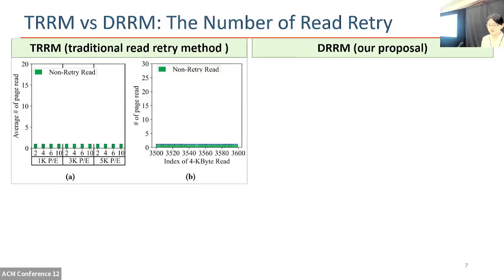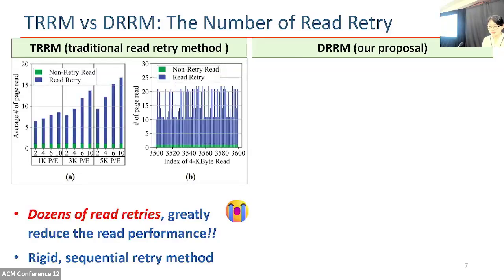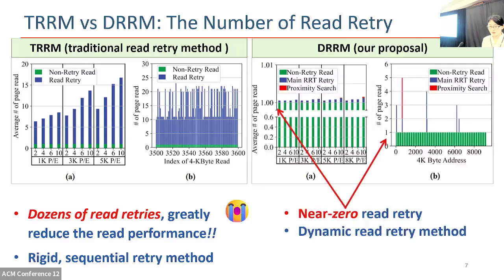And then we present the evaluated retries in the traditional method and our proposal. When no retries are necessary, the average number of page reads is only once. However, when flash requires retries to obtain the correct data, the traditional method may need many retries, even consuming over 20 page reads in some cases. These dozens of retries greatly reduce the read performance, because the retry process of the traditional method is rigid and sequential. While our proposal consumes near 0 retries and only a very few pages need a few retries, because we propose a dynamic retry method.